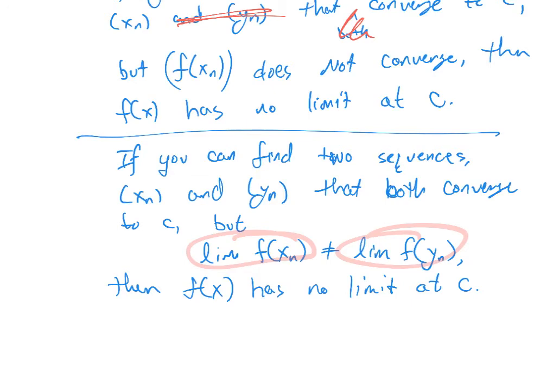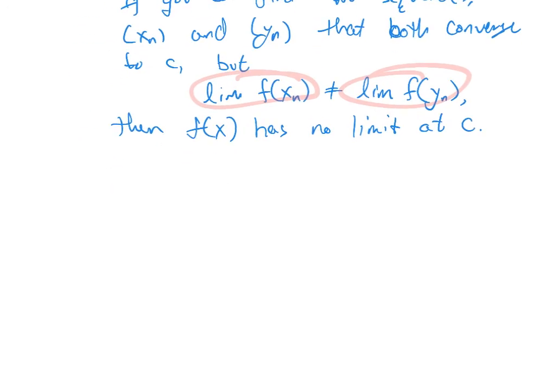So if you can find two sequences where the function values both converge, but they converge to different things, then you're off the hook too. You have no limit there. We did an example at the end of last time where we looked at this sign function that's -1 up to 0, and then it's 1 after 0. I just mentioned that it has no limit at 0, and then I thought about it and realized we didn't have a way to prove that. Well, we do now.